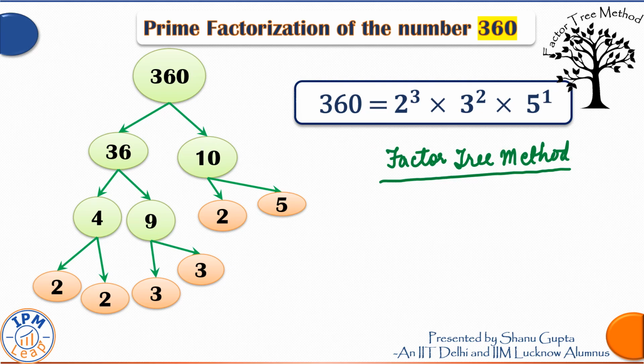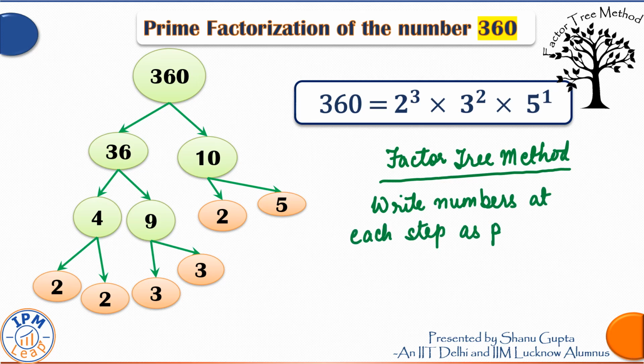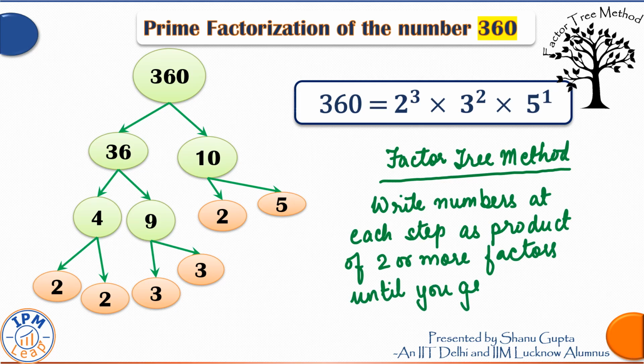Now let us have a quick recap of this method, which is known as the factor tree method. In this method, we simply write numbers at each step as a product of two or more factors until we get primes at the end nodes. Next, we just need to multiply all primes and that product is equal to the original number.